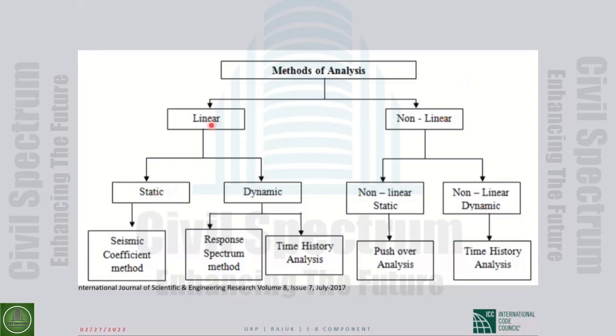Then for the static methods, in most of the codes for the evaluation of existing buildings, they use the seismic coefficient method, but also the capacity spectrum method, which is also widely being used in both codes and software. But the seismic coefficient method is more acceptable, and today we will go through this approach.